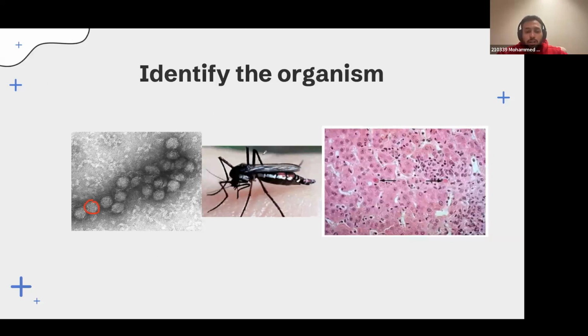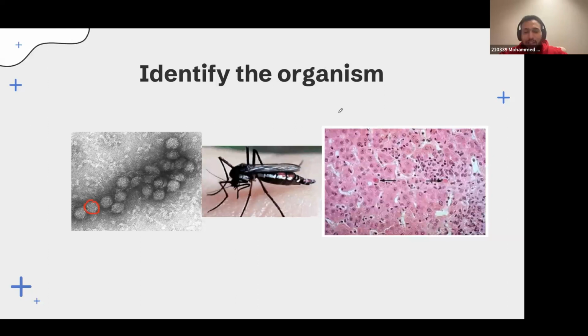Can someone tell me what mosquito this is? Very, very important for the transmission of yellow fever. Haemagogus or whatever, however you pronounce it, not gonna lie. But yes, that's the most important mosquito in transmitting yellow fever.